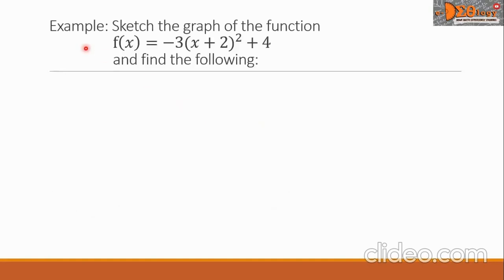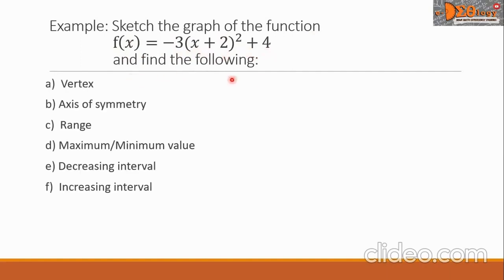Let's have an example. Sketch the graph of the function f of x equals negative 3 times the quantity square of x plus 2 plus 4 and find the following. Letter A, vertex. B, axis of symmetry. C, range. D, maximum or minimum value. E, decreasing interval. And F, increasing interval.